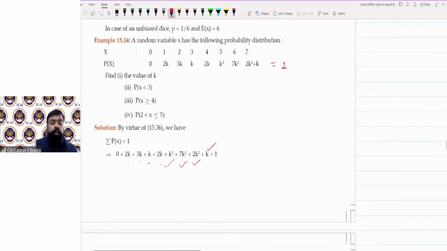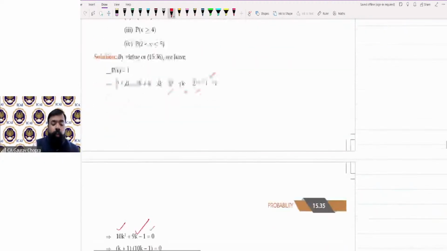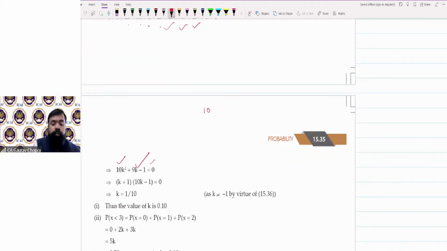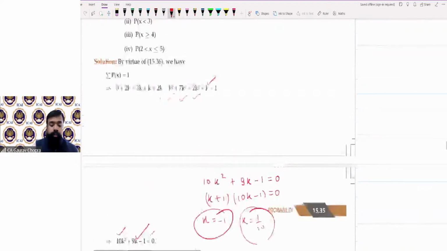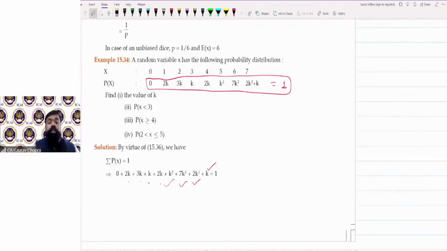So simply what we have to do is add all of them and equate with 1. You will get the quadratic equation: 10k square plus 9k minus 1 is equal to 0. Now we can simplify this quadratic equation. So (k plus 1)(10k minus 1) equals 0. Now, k can never be negative 1. Therefore, k will be 1 upon 10, or you can say 0.1. Now we can replace this k with 0.1.